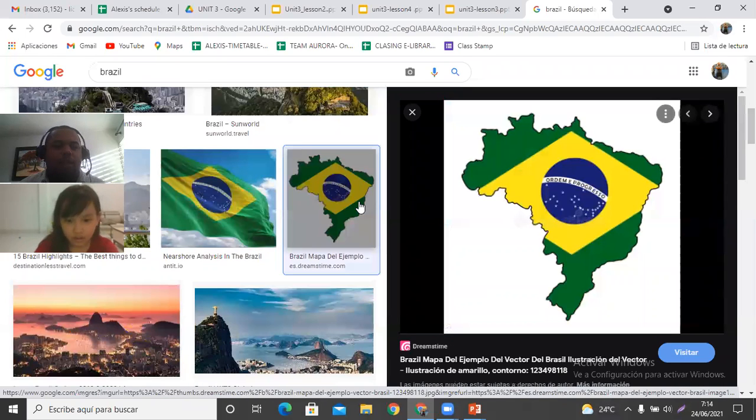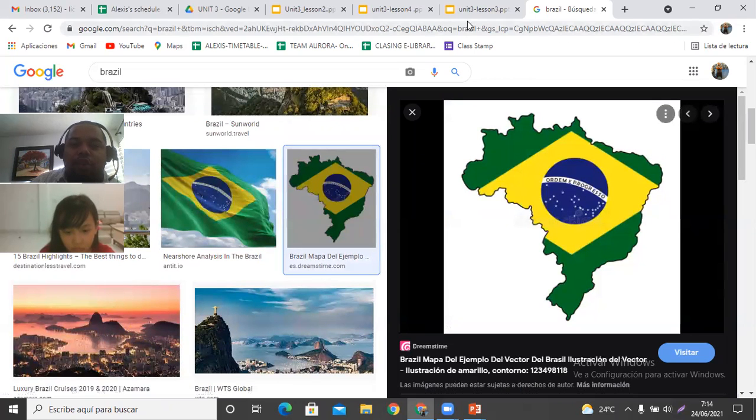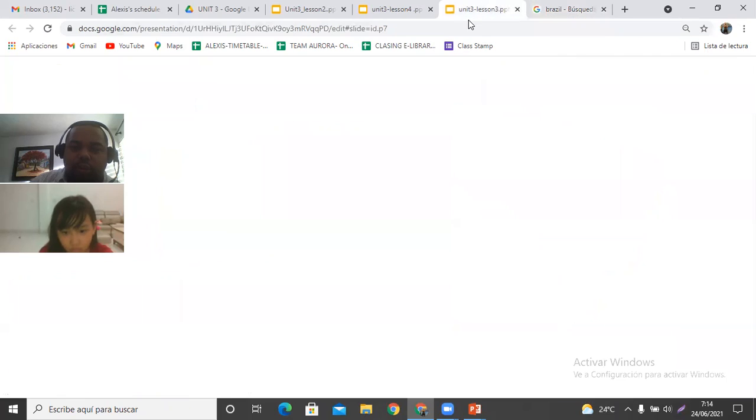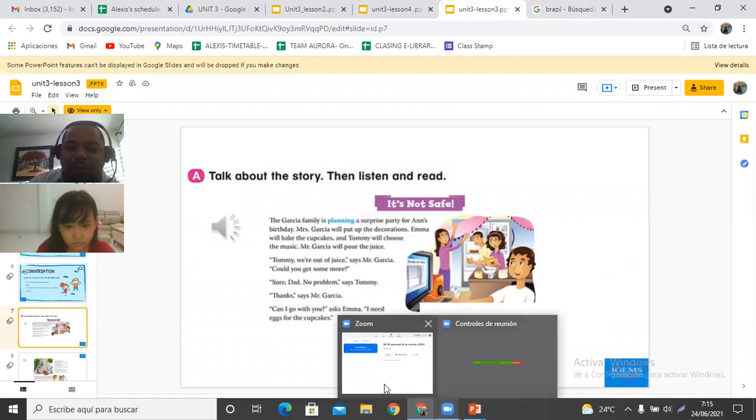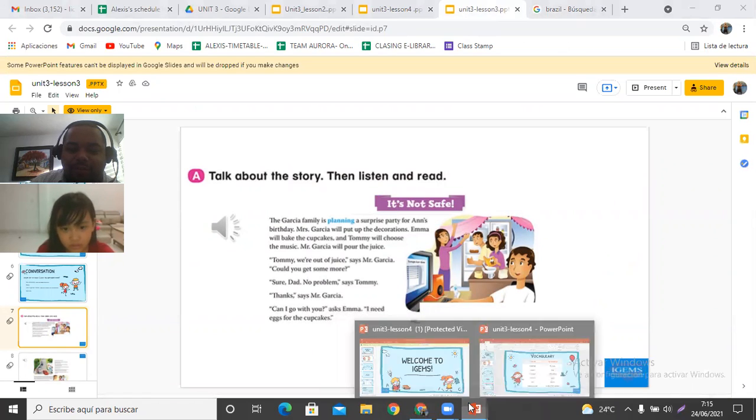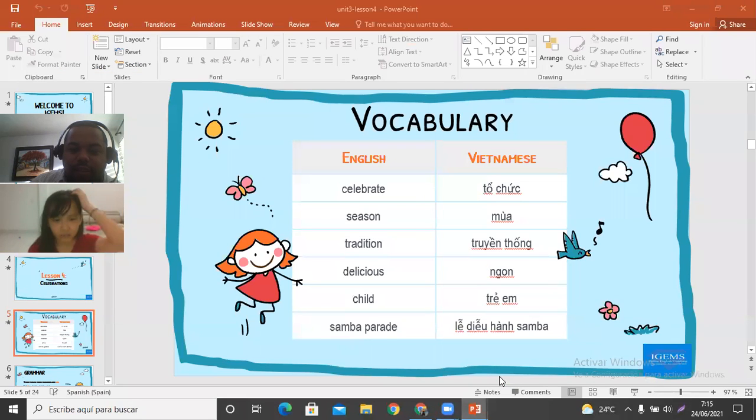So just to go back, there is where we have the samba parade. The samba parade comes from this country, Brazil, and it became a very popular music style. So Brazil is a very diverse country. It has a rich culture. So let's continue. Clear about the samba parade? Samba parade. Okay. Parade.